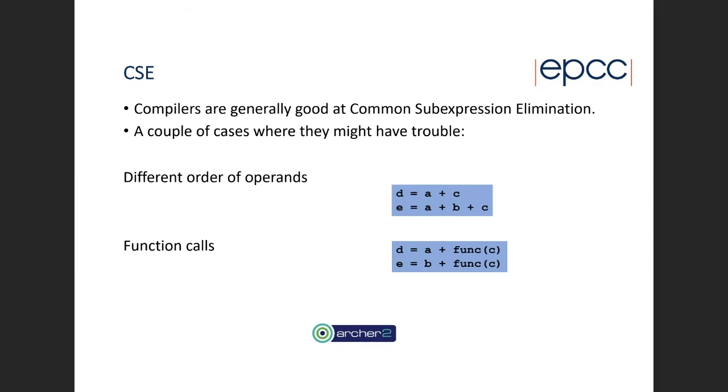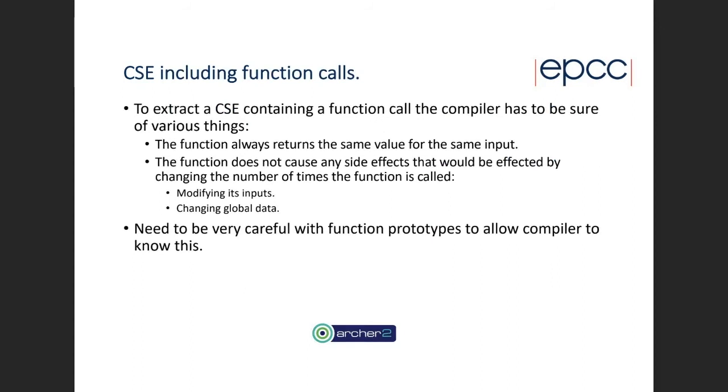Worse though is function calls. If you have a repeated function call, then it can be very difficult for the compiler to work out that those two function calls are going to return the same value, because in general they don't. If func is a random number generator, you sure as hell hope that it's not returning the same value. So the compiler again has to make worst case assumptions.